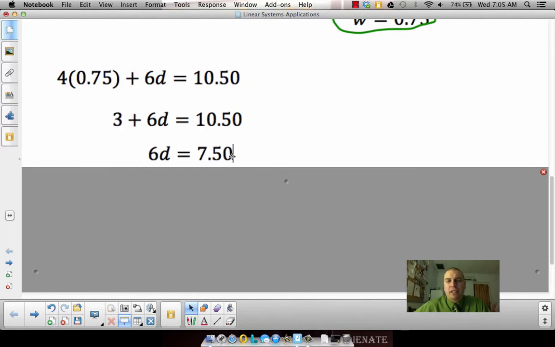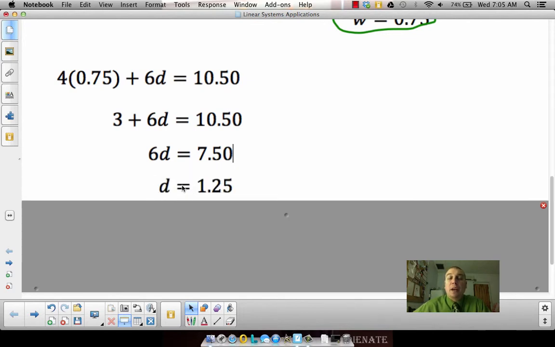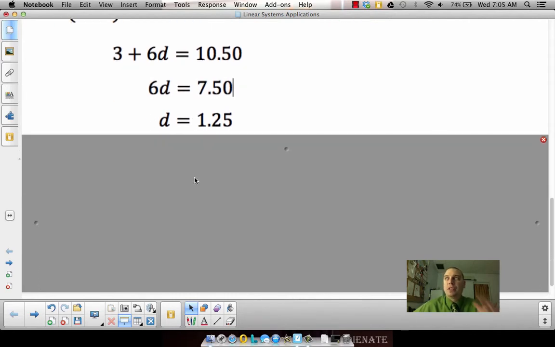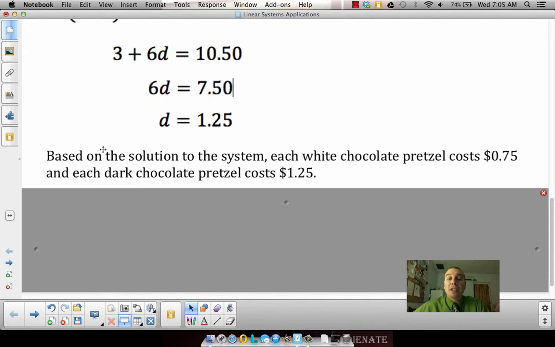That's just a cursor line, so it's not a number or anything else there. So I get 6D is equal to 750. What do I do next? Divide by 6. So now I know the dark chocolate pretzel is $1.25. All right, so let's think. They wanted to know what were the costs of each. Okay, so based on the solution to this system that we just went through and did, each white chocolate pretzel costs 75 cents, and each dark chocolate pretzel costs $1.25.